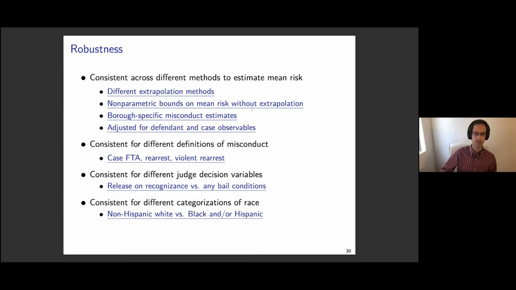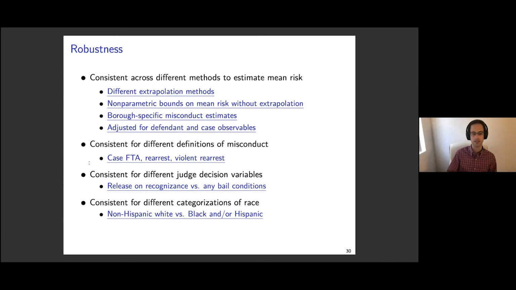You might be concerned about the definition of misconduct. So again, things like rearrest might be potentially biased if police officers are also biased in who they rearrest. So we show it's pretty consistent whether you look at just failures to appear or just rearrests. Violent rearrest gets quite noisy because it's a relatively rare outcome. But again, the level is similar, it's just much less precise.